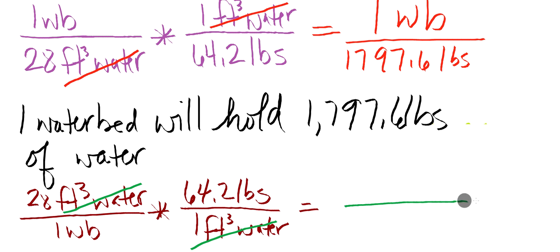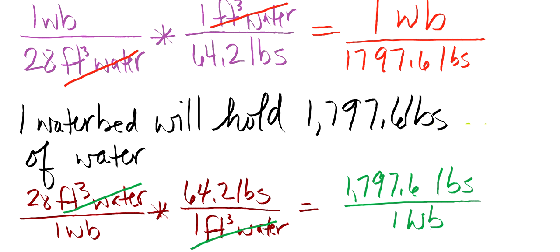My final answer, I end up with 1,797.6 pounds over one waterbed. So that really didn't change. The important thing here was that I ended up with both pounds and waterbed in my problem statement. It's giving me the relationship between these two objects now, weight and waterbed, as my units.